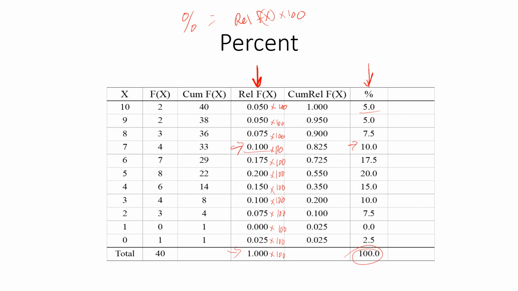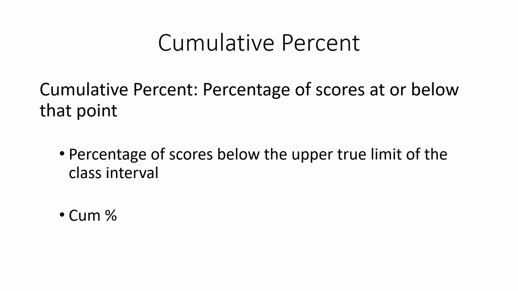Let's look at another one here. This 0.2 here times 100 is 20%. This 0.175 times 100 is 17.5%. Pretty easy there. And then can you guess what is coming up next? We did the frequency, the cumulative frequency, the relative frequency, the cumulative relative frequency, and the percent. Now what do you guess is next? If you guessed cumulative percent, you were correct.